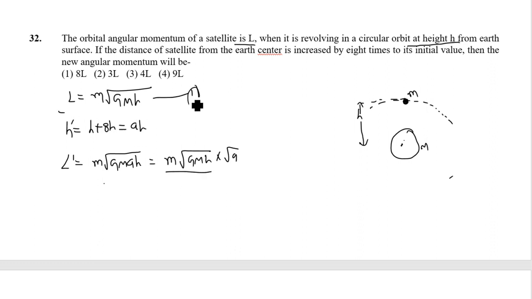So this is equation 1. From equation 1, I got this value as L. Root over of 9 is 3, so simply it's 3L. That means if the height becomes 8 times more than its initial value, then the angular momentum will be 3 times its previous value. That is option number 2.